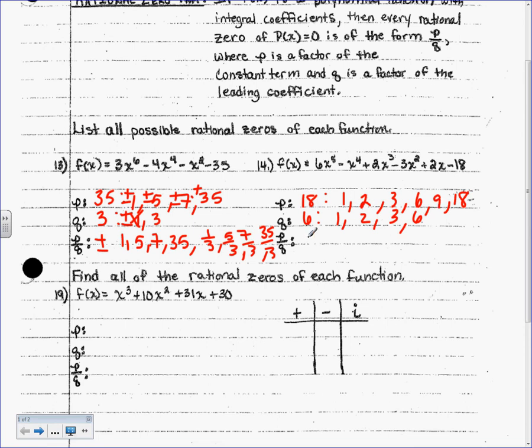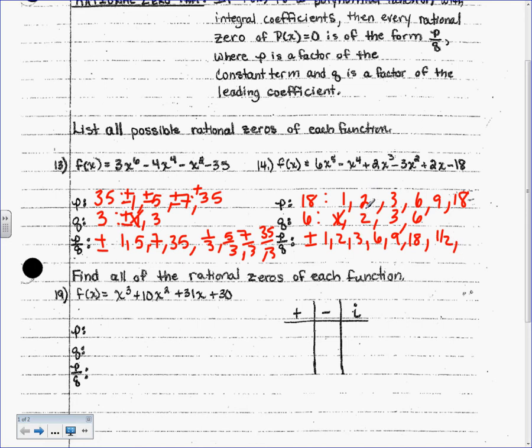So P over Q is going to be plus or minus. Technically, every number should have a plus or minus, but I don't like writing it 25 times, so I just do it in the front. So I do all of the P's over the first Q, a 1. So it's going to be 1, 2, 3, 6, 9, 18. Okay, so that's done. And then I do all of them over a 2. I don't write repeated answers. So I'm going to go ahead and write 1 over 2, because I don't have that one yet.